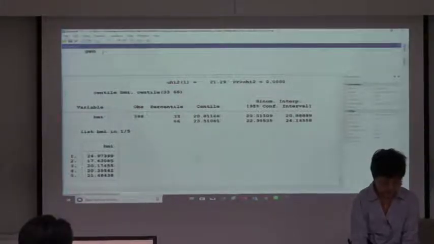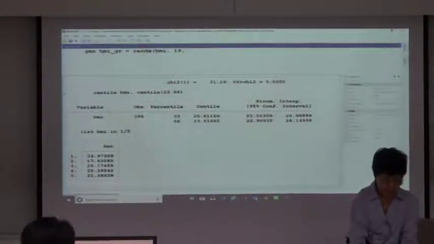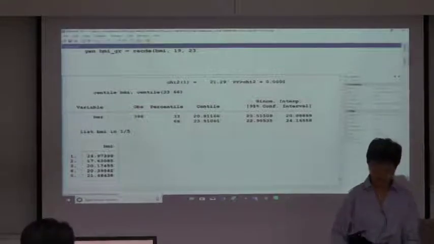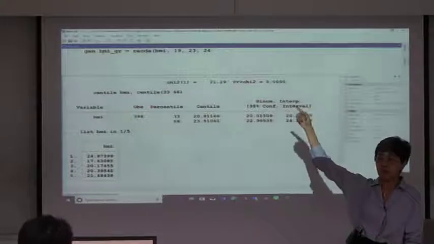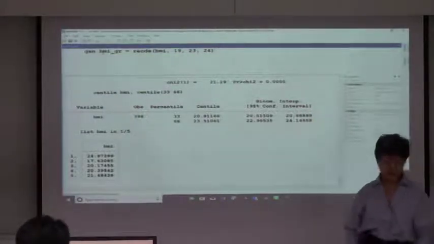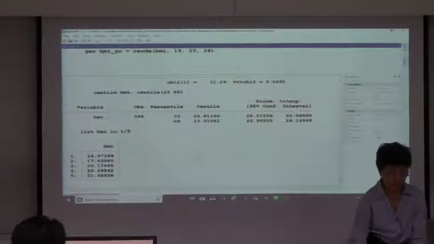generate BMIGR equal recode BMI. The first group is 19. The second group is 23. And the last group is open end, 24 or higher. You can use this command. Recode.